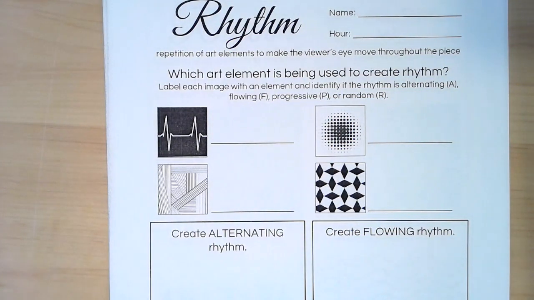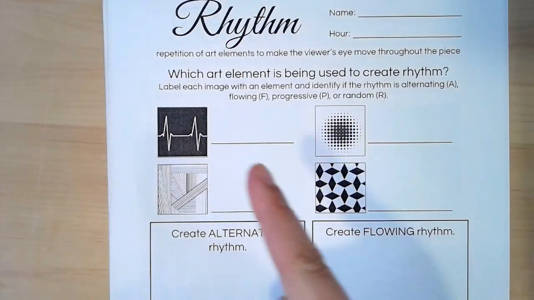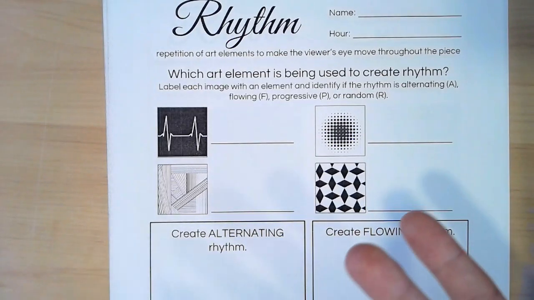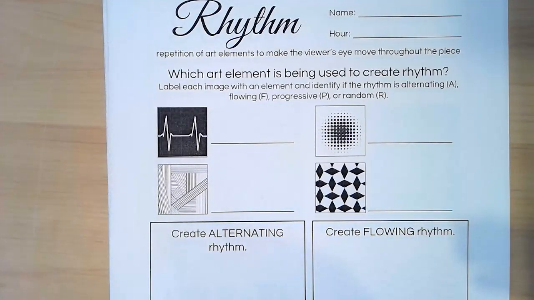And then the second part is what kind of rhythm do you see happening? Do you have alternating rhythm? So think of alternating. So alternate back and forth and back and forth and back and forth between two different items. So that's what you're kind of thinking of.